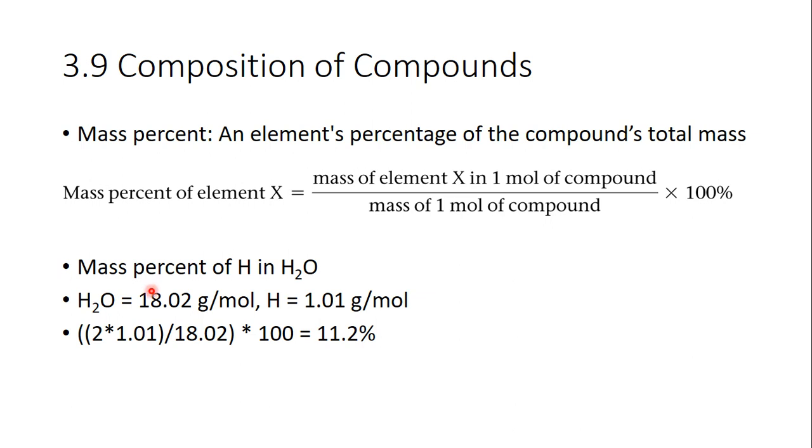Let's look at the mass percentage of H in H2O. The weight of H2O is 18.02 grams per mole. The weight of hydrogen is 1.01 grams per mole. Now in 1 mole of H2O, we have 2 moles of hydrogen. So we take 2 multiplied by 1.01 divided by the weight of H2O, which is 18.02. Multiply that by 100, and we should get 11.2%.